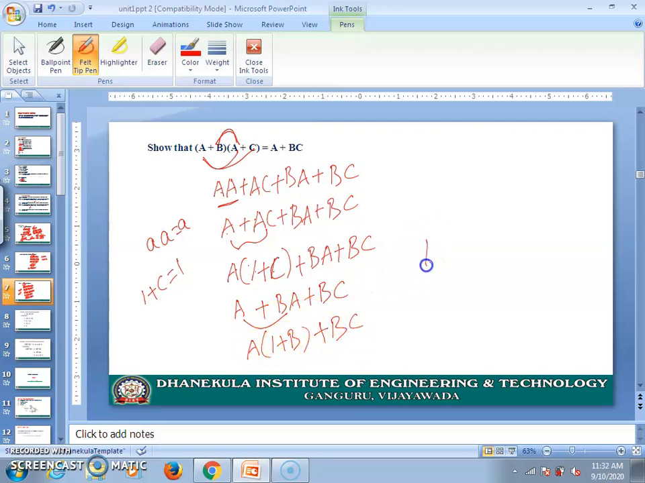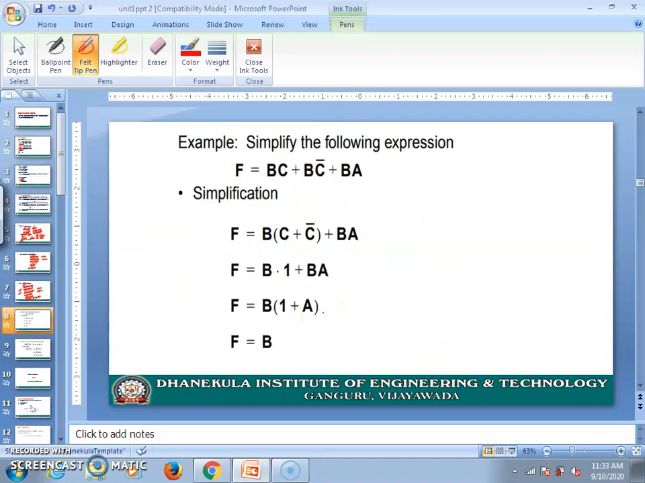So again I am applying 1 plus B is equal to 1. From our laws, 1 plus A is equal to 1. Like that 1 plus B is equal to 1. Again here it is A into 1, that means A, plus BC. Finally it is equal to A plus BC. This is the way how you have to simplify the Boolean expressions.